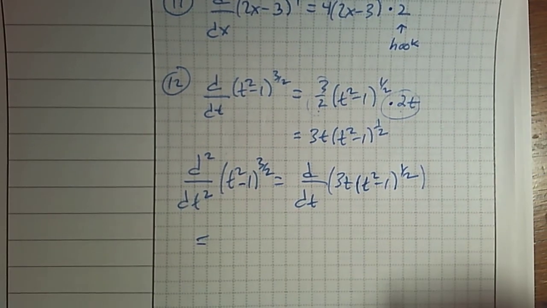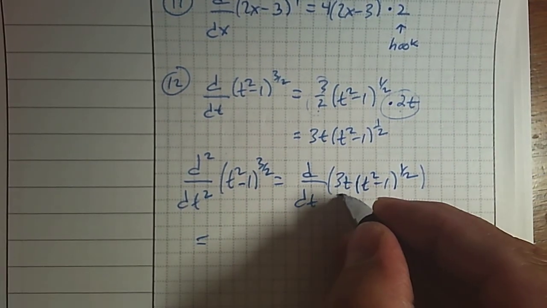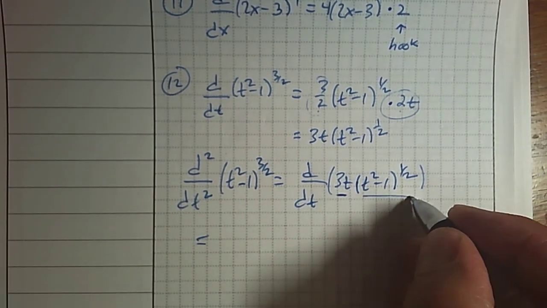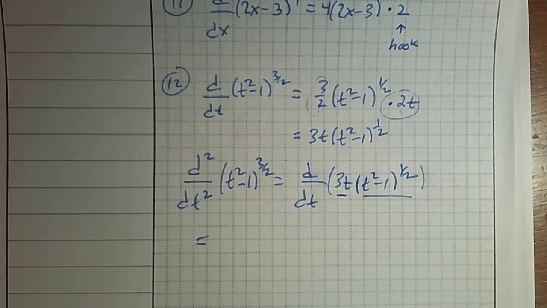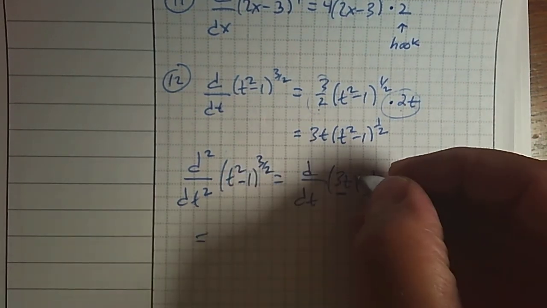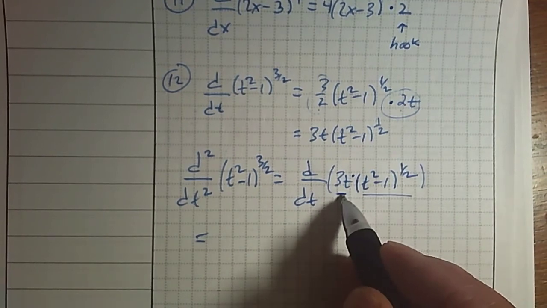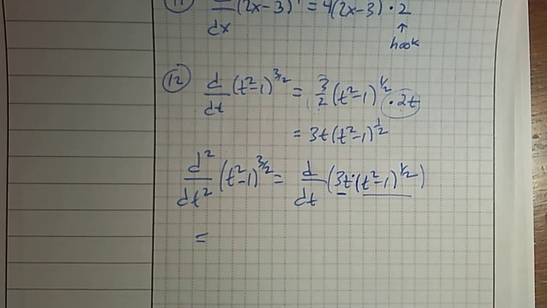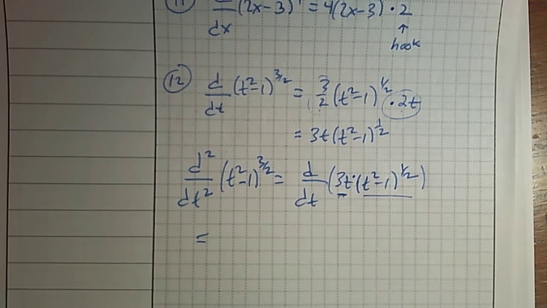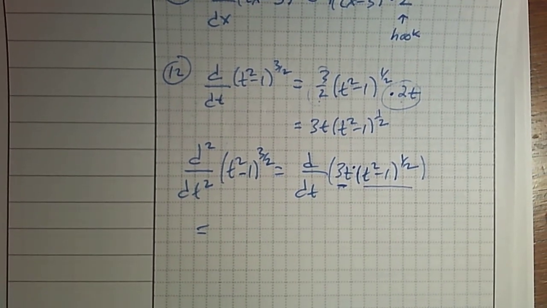Now let's answer it. So I have 3t, and I have (t squared − 1) to the 1/2. So this is going to involve the product rule. So we don't have a constant in front, but an actual algebraic expression in front. So this is the first and the second. So I'm going to do the product rule, and then within that, I'll have a chain that I'll have to do. So what's the product rule again when you're multiplying?